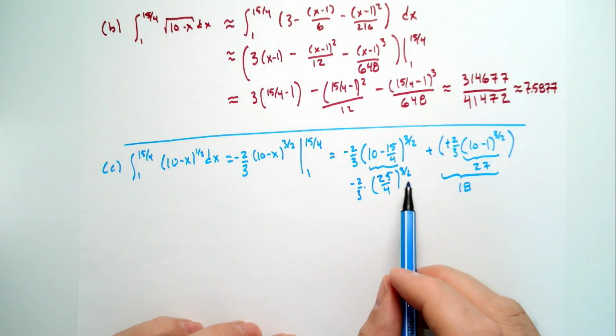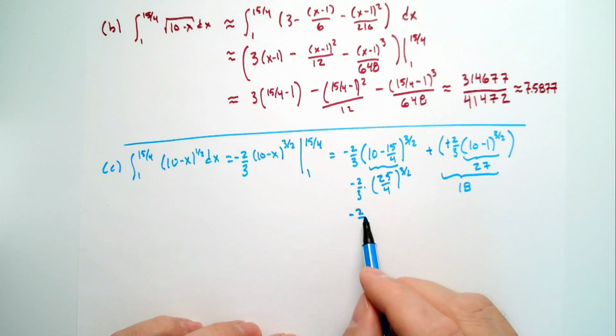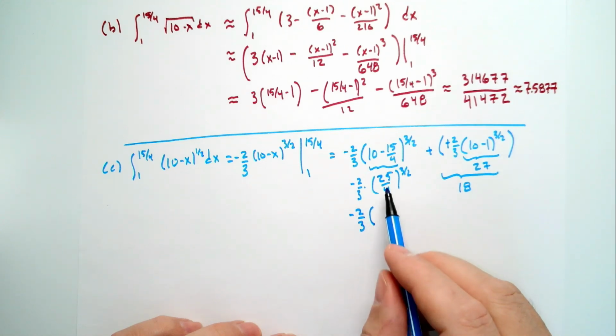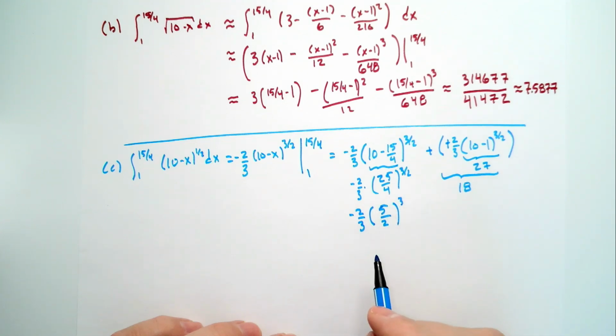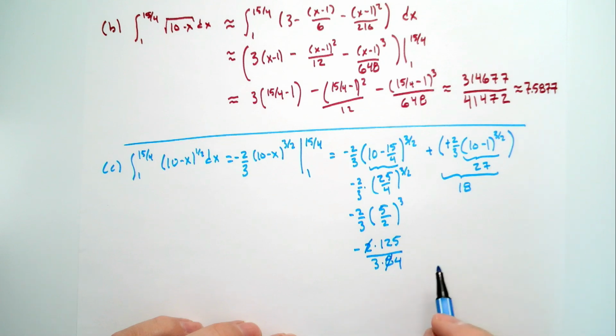Now, let's start with the square roots. I can take the square root of the top and the square root of the bottom. So that would be square root of 25 is 5. Square root of 4 is 2. Then I'm going to cube that. And now I can take the actual cubes here. So let's see, that's minus 2 times 125. 5 times 5 times 5 over 3 times 8. Well, all right. First off, I can do that computation. So what do we end up with? We end up with minus 125 over 12 plus 18.